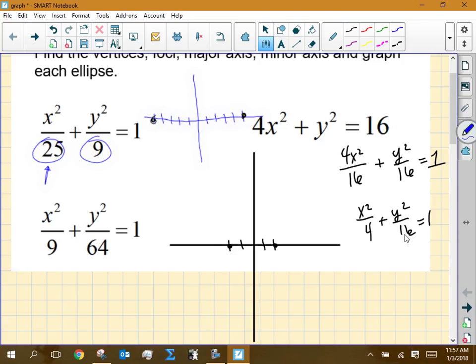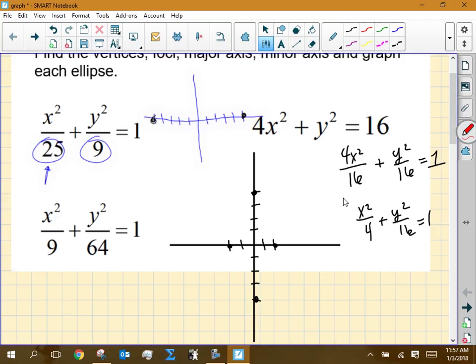And now the square root of 16 is 4, so I'll move up 1, 2, 3, 4. Like that. 1, 2, 3, 4 gives me that. Okay, so those are my endpoints, a lot of times called the vertices of your major and minor axes. Call them endpoints, same thing.